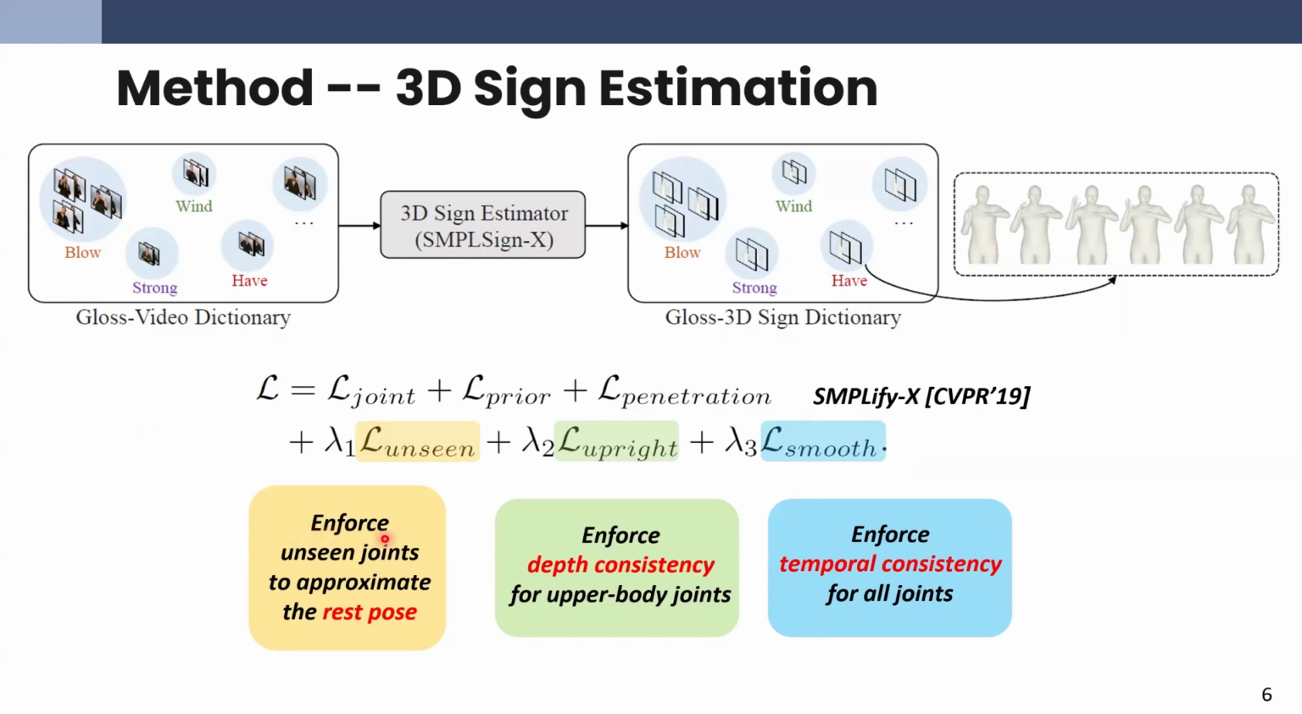First, we enforce unseen joints to approximate the rest poses due to their missing optimization targets. And secondly, to maintain each signer's upright upper body, we enforce depth consistency for those upper body joints. And finally, since the results will be represented in the video format, we enforce temporal consistency for all joints.